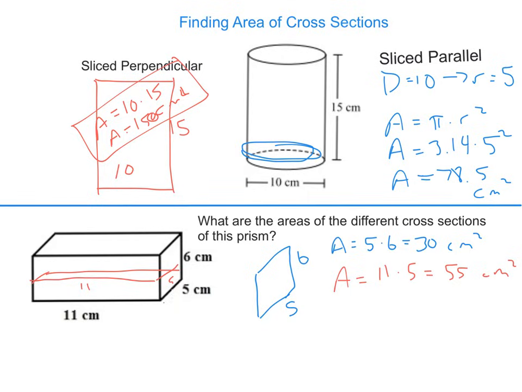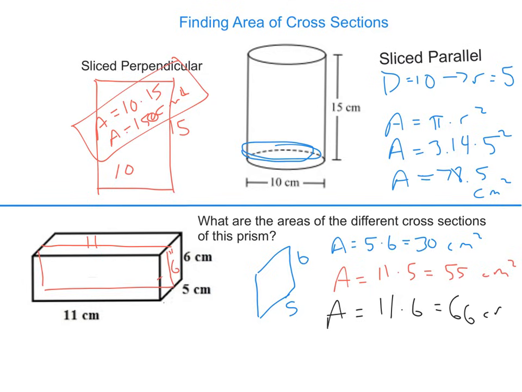The last way I could cut it, okay, let me erase that. So I cut it up and down, I cut it side to side. The last way I could cut it is like this. Whoops, a little bit not parallel there. So I could cut it across the top. If I do it this way, I've got 11 here and 6 here. So that area is 11 times 6, or 66 centimeters squared.